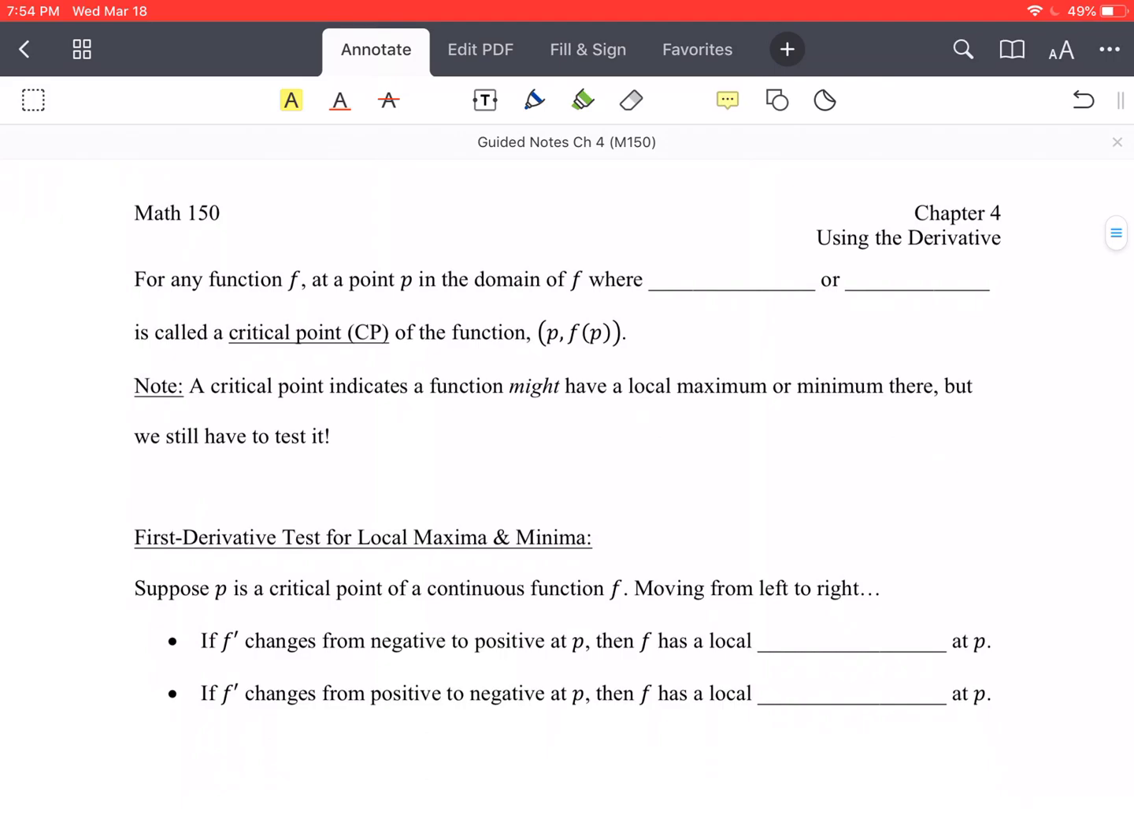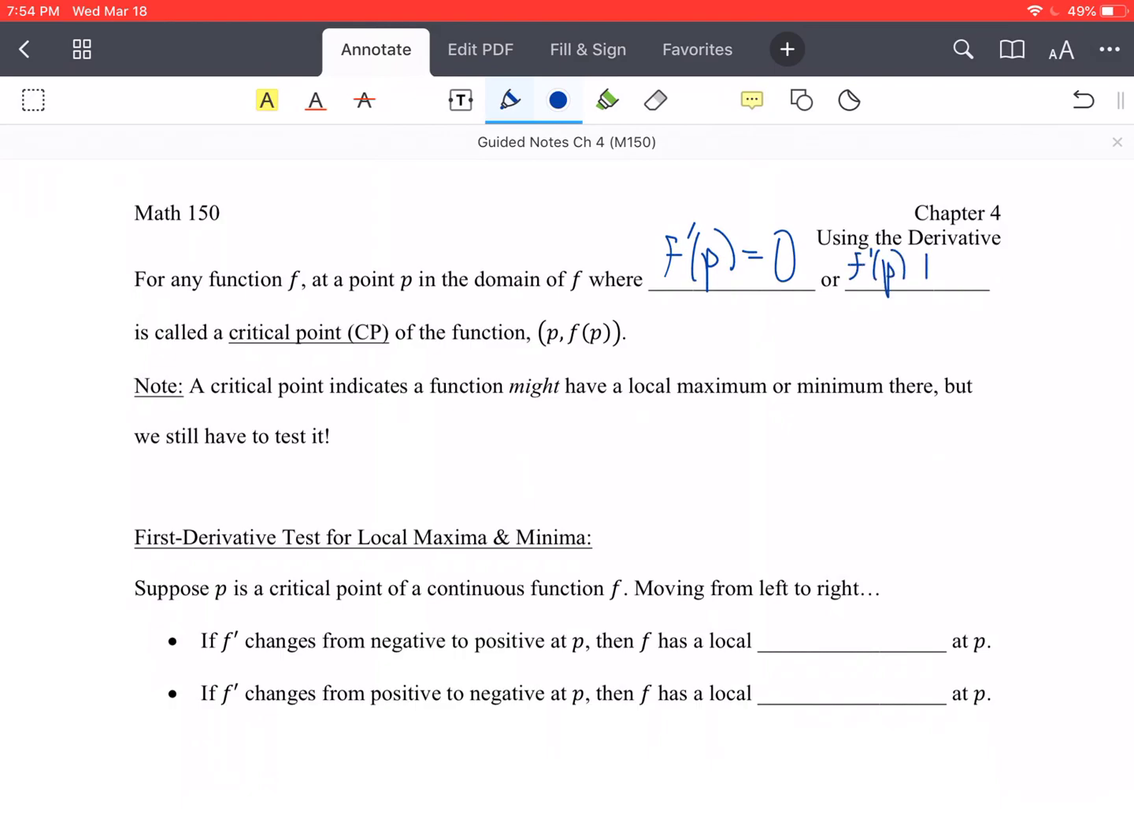Now, for any function f at a point P in the domain of f, where f prime of P equals 0, or f prime of P does not exist, or it's undefined, the point P is called a critical point, also abbreviated CP.